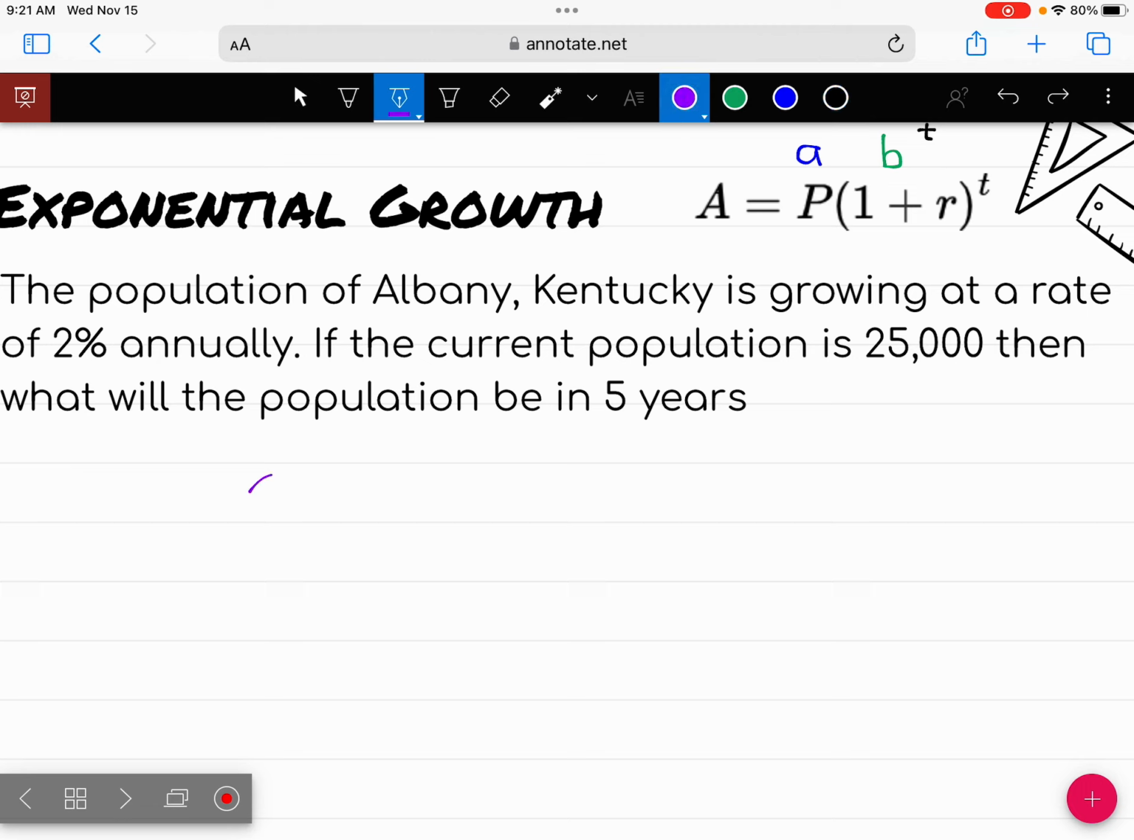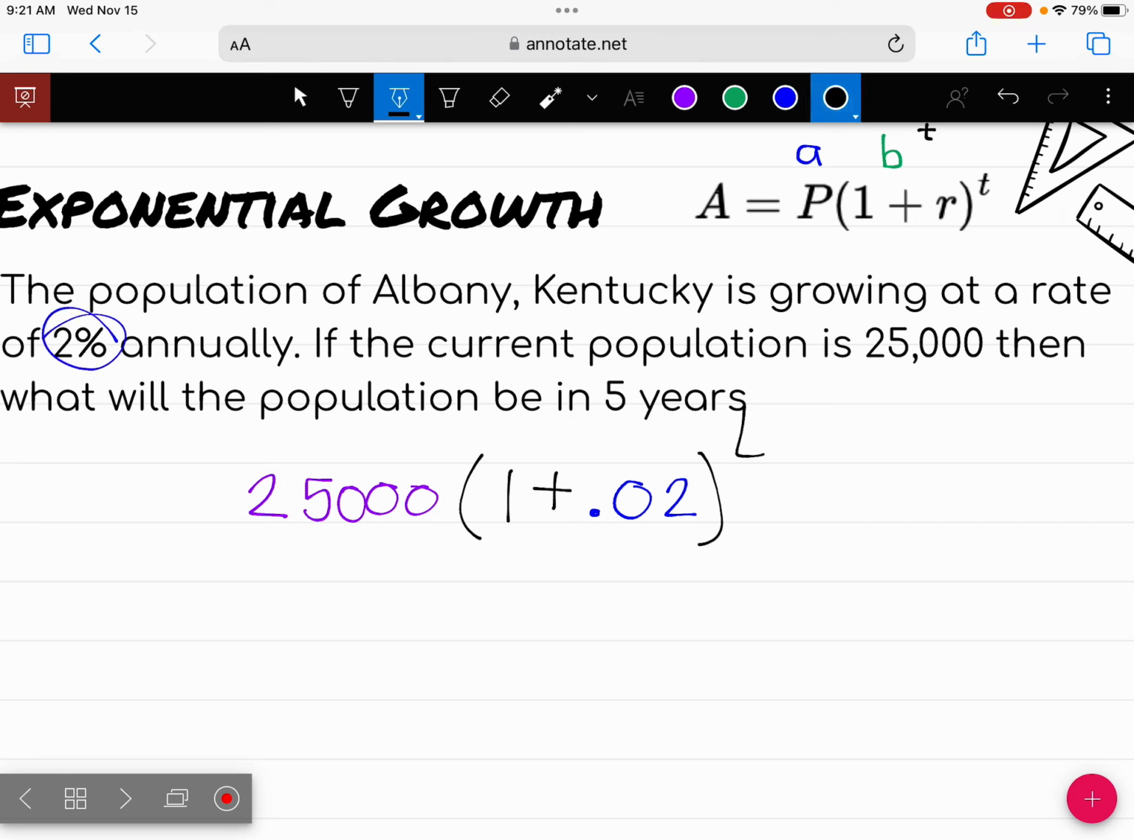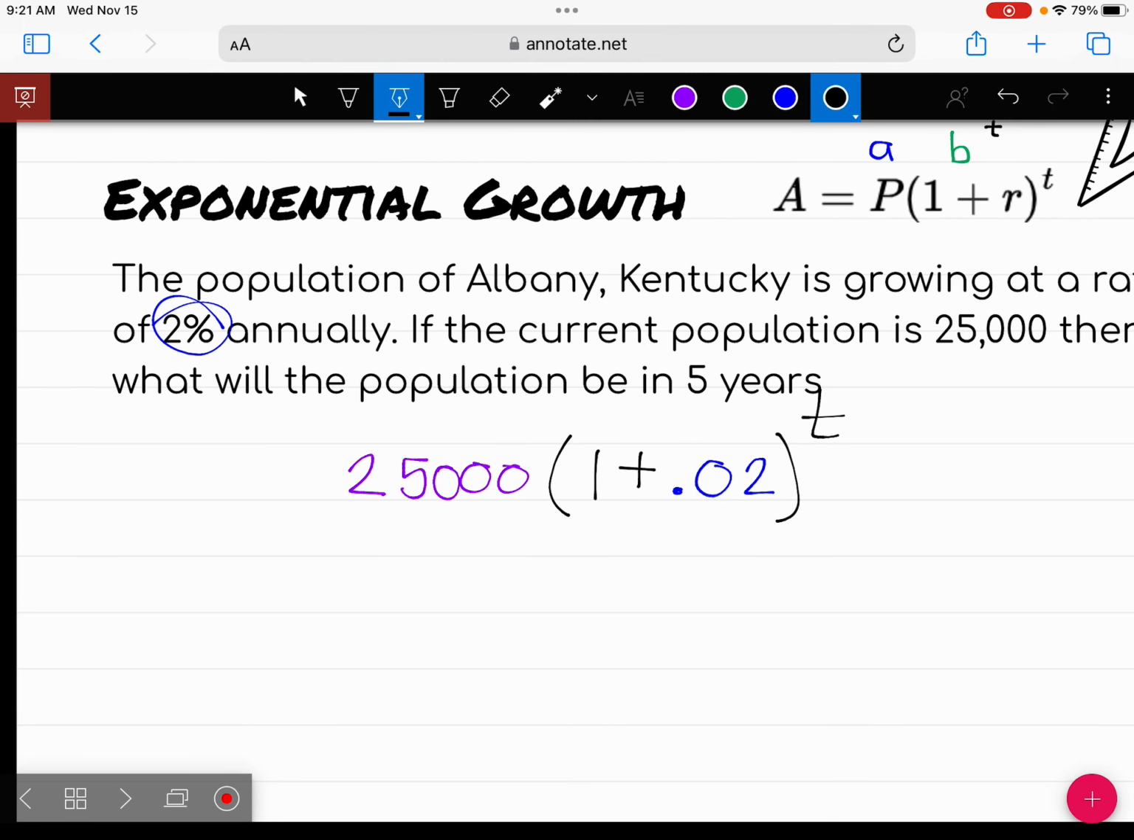A equals 25,000 times 1 plus, and then yes, 2% as a decimal is 0.02, to the t. Is that not 5? Yes, it will be 5. I was just doing the general equation first. I tend to write a general equation and then substitute in a value, because then sometimes they come back and say, what is it in 10 years? What is it in 20 years? And then I don't have to rethink or go, wait, which one was it?